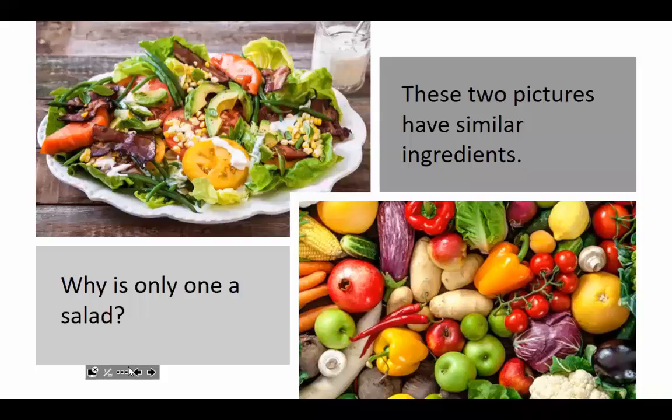So the title of this is From Salads to Outcomes, and this would be why. These two pictures have similar ingredients. Why is only one a salad? Comments? Feedback? Well, you can eat one with a fork.